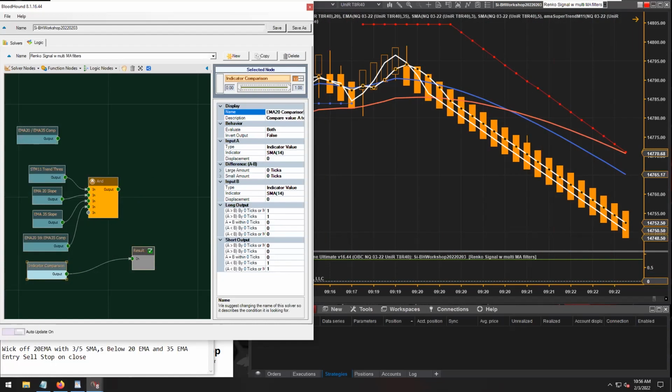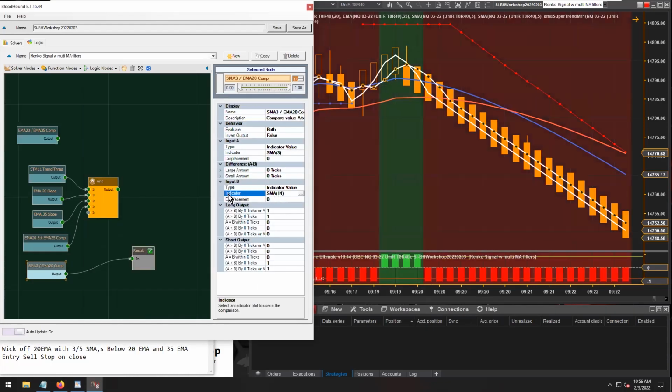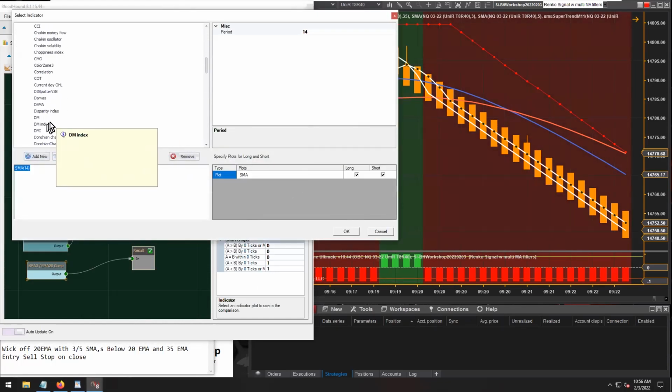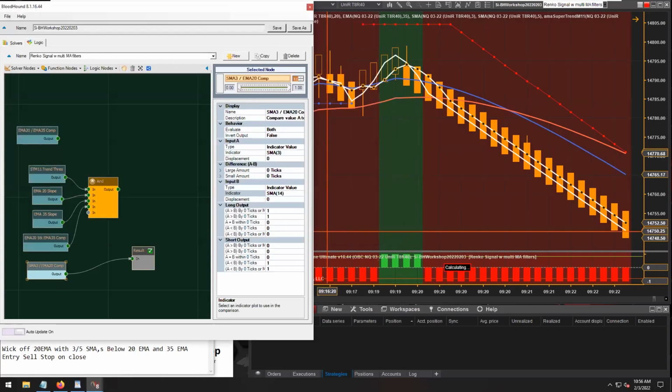So I'll compare the SMA 3 to the EMA 20 first. All we need to do is go in and adjust the period to 3. And for input B, let's plug in the EMA and adjust that to a 20 period. And there we go.